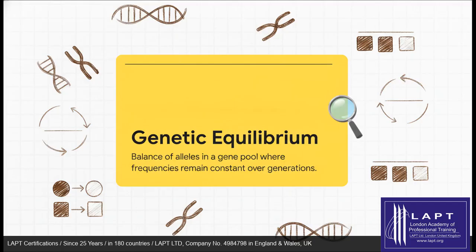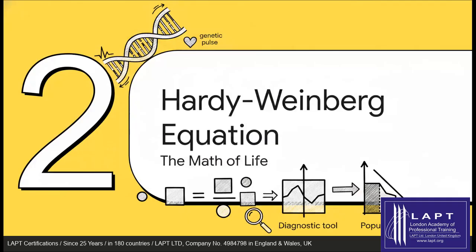Picture a theoretical state where there are absolutely zero evolutionary forces acting on a population, meaning allele frequencies just stay perfectly constant, generation after generation. Honestly, it's an artificial stasis, kind of like pausing a video game, but it is completely vital for understanding the big picture. Moving on to section 2, the Hardy-Weinberg equation, the math of life.